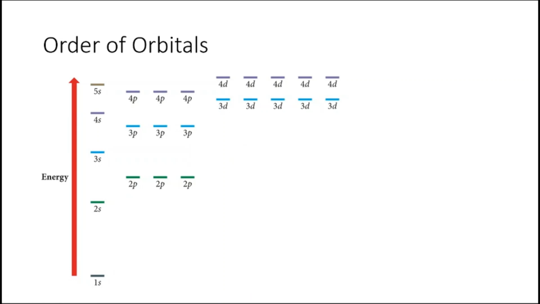There's a few rules that you have to follow. But before I get into these rules, I'm going to explain why there are these certain numbers of these certain orbitals and these certain directions and everything else going on here.